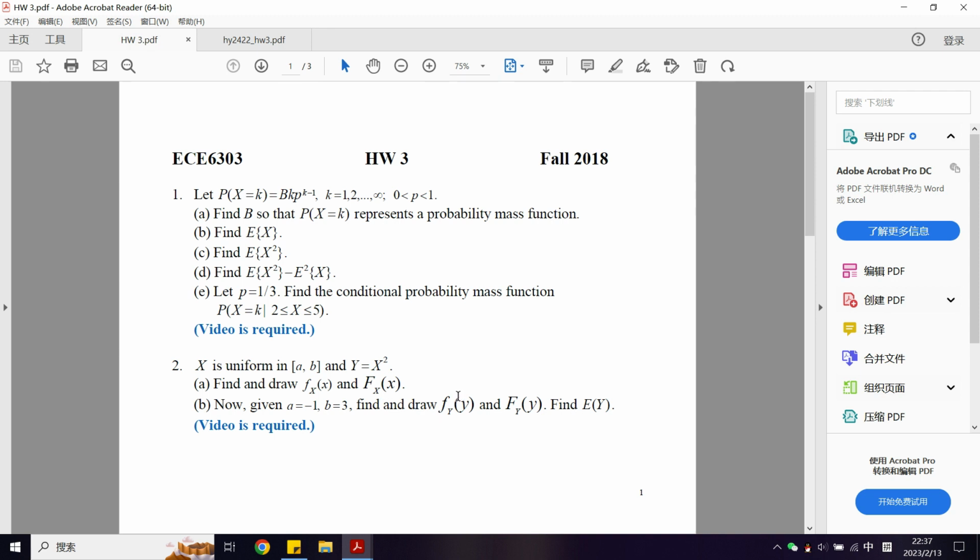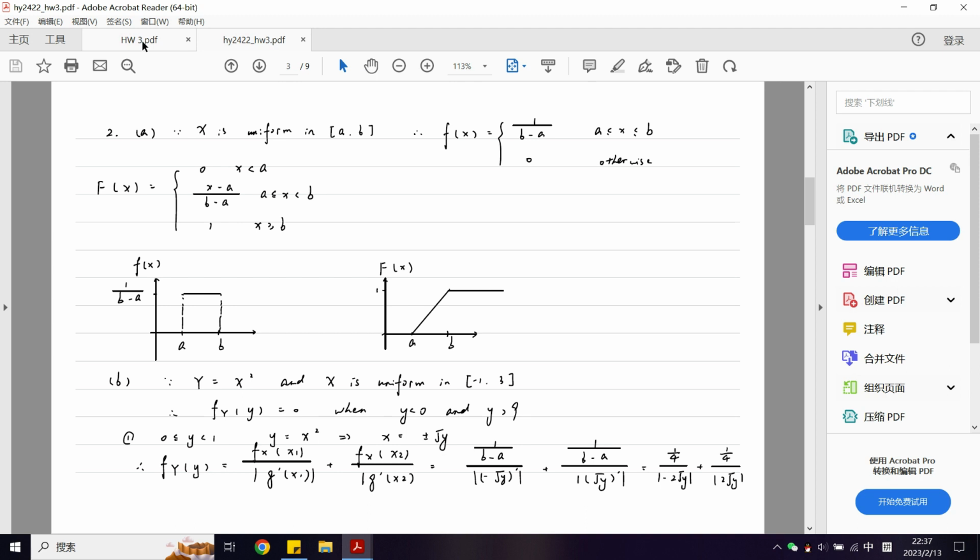So for the second question, we are given that a equals -1, b equals 3, and we need to find small fy and big Fy, and also we need to find EY. So firstly, we calculate small fy first. Since y equals x squared and x is uniform from -1 to 3.